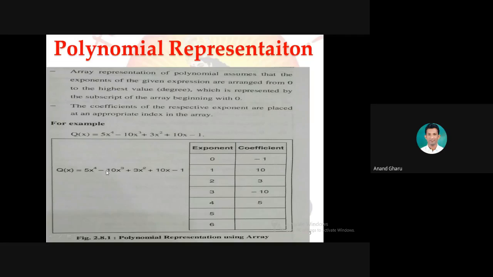That is the real integer, minus 10. Come here, 4 is the exponent. For exponent 4, what is the value associated? 5. So in this manner, you can represent a single variable polynomial with the help of an array. This is the array.